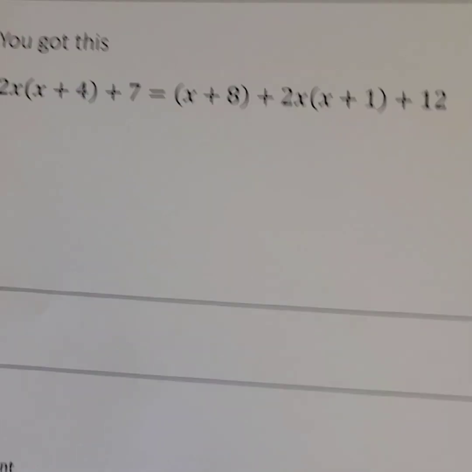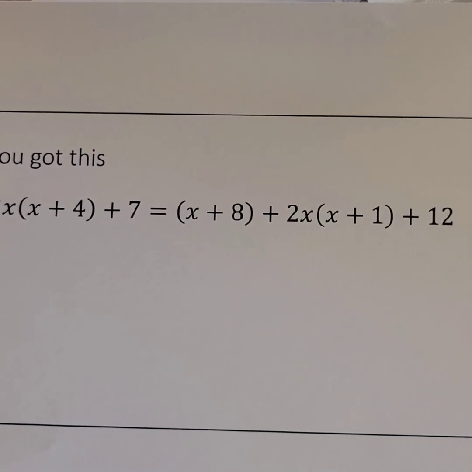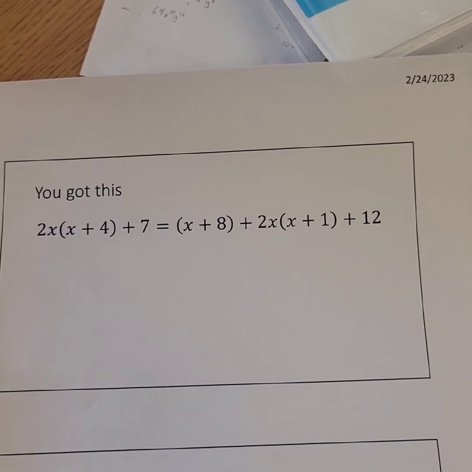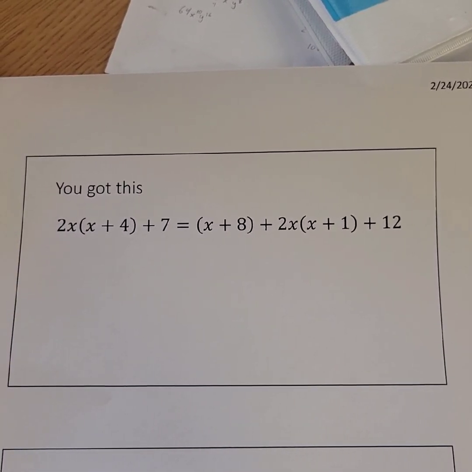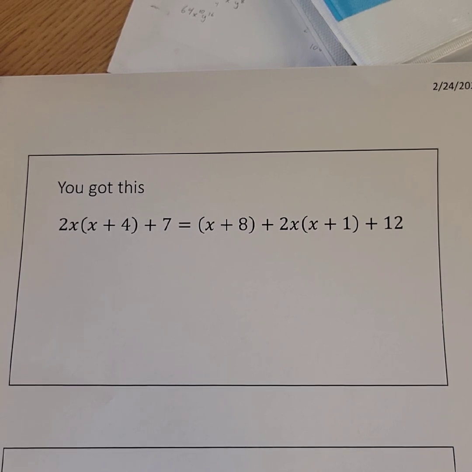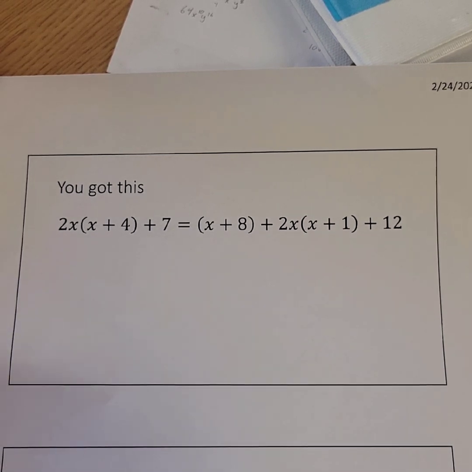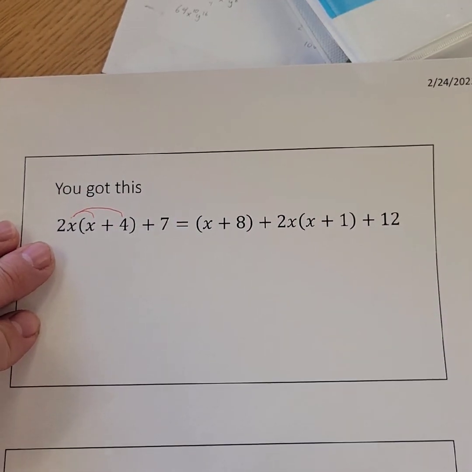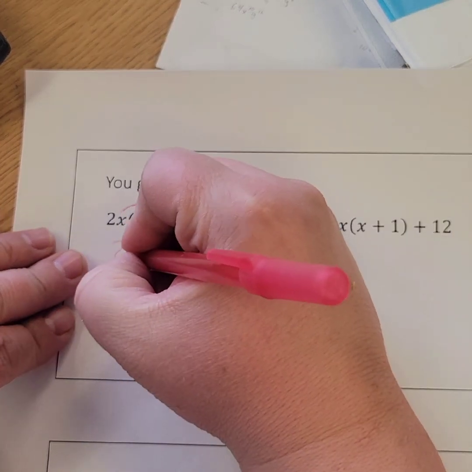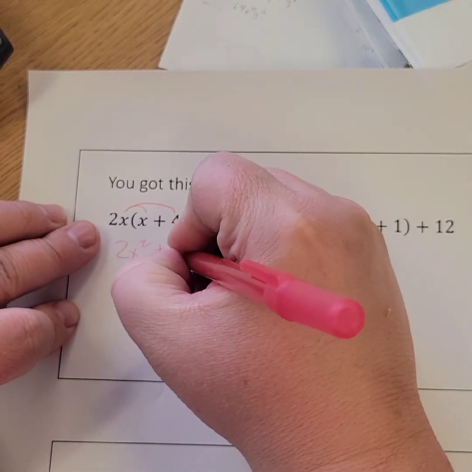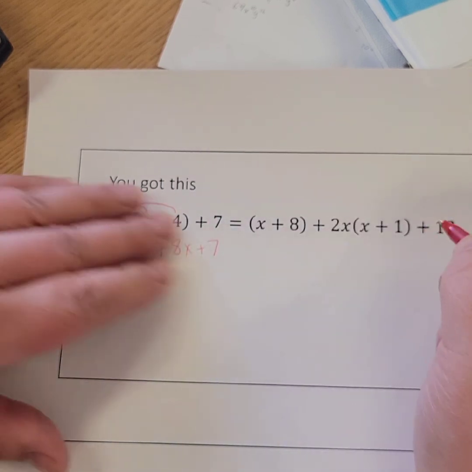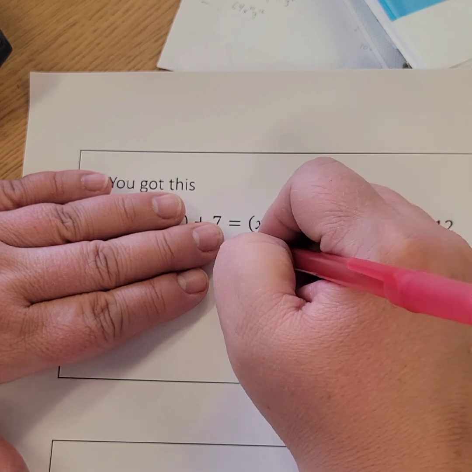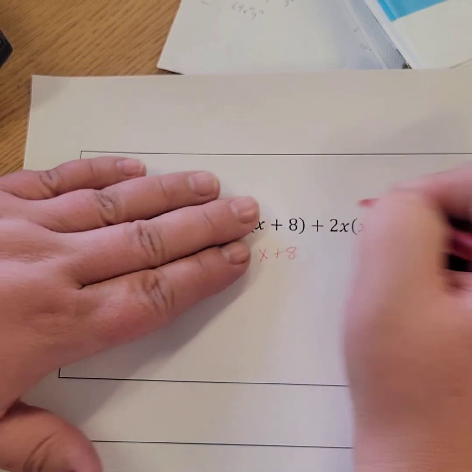All right, let's do this one. And I would really like you to do this one yourself. So please pause the video. All right, so let's look on this side. Let's distribute this in. So we've got 2x squared plus 8x plus 7. Ignore that. So then this doesn't get distributed, nothing distributes to it, so we just write it down.